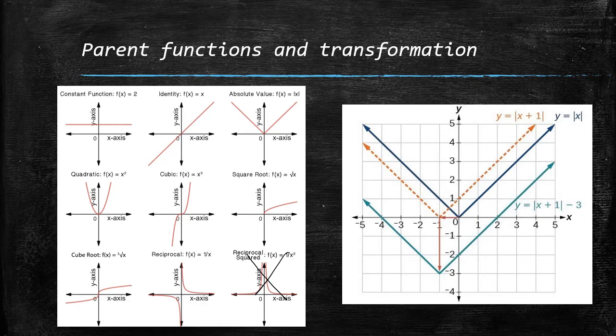So in blue is our parent function, y equals the absolute value of x. If x plus 1 is inside the absolute value bars, that's going to be a horizontal change. So it's the opposite. Move it to the left 1 unit. And then now this -3 is outside, so it's a vertical change. It goes down 3 units.